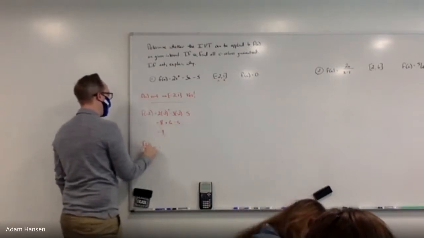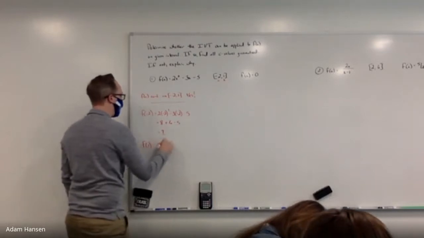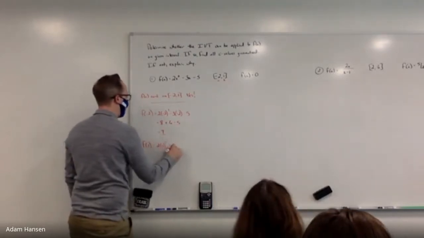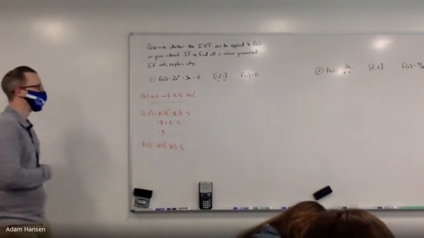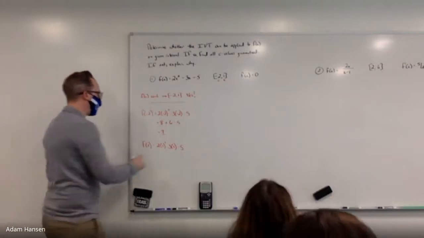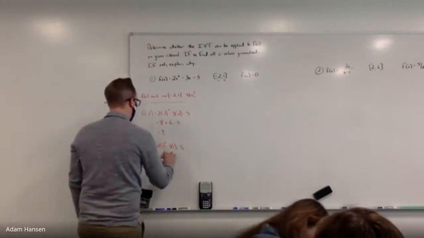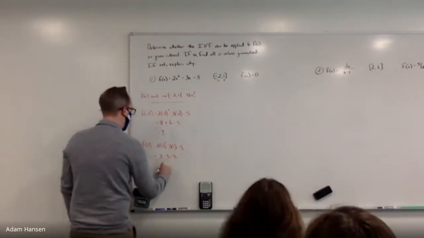What's f of 1? I'll plug this same thing in. Change all these x's to 1. 2 times 1 squared minus 3 times 1 minus 5. That's 2 minus 3 minus 5. -1 minus 5 is -6.